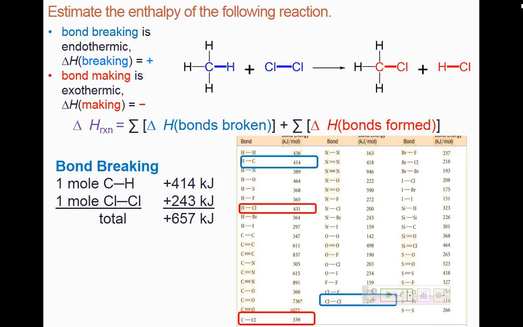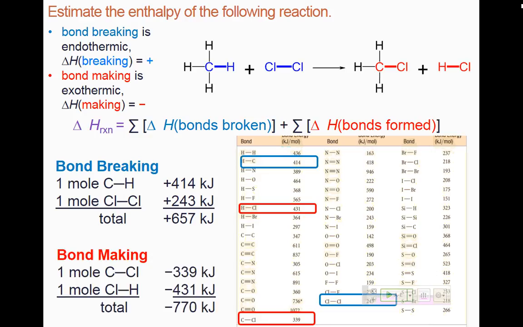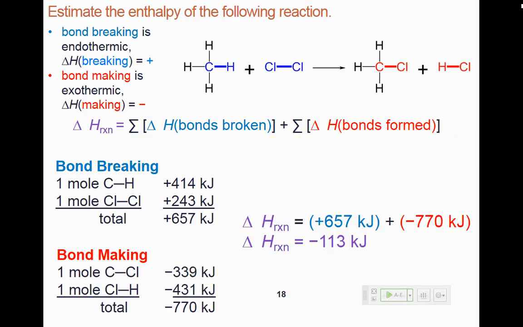And we're also forming a hydrogen-chlorine bond. So I find those two. We're forming those, so those will be negative. So total, we're forming negative 770 kilojoules. Now my overall delta H is going to be this plus this. And I already can tell you it's going to be an exothermic process because I'm giving off more energy than I'm taking. So 657 plus my negative 770 is going to give me my overall delta H of negative 113 kilojoules. So it's just adding and subtracting, but you do need to know when to put the positive sign and when to put the negative sign.